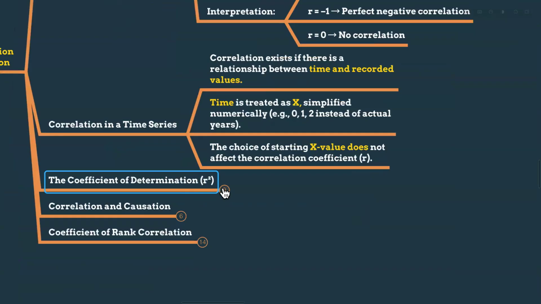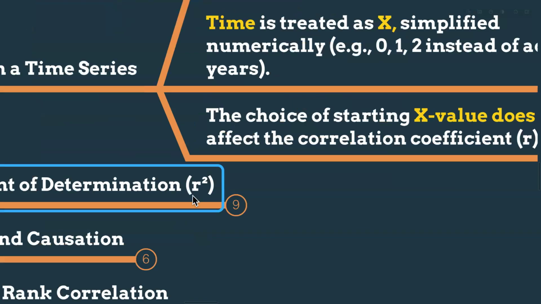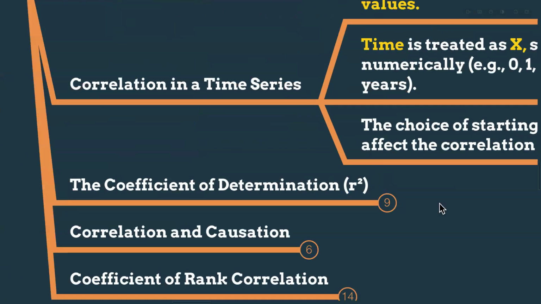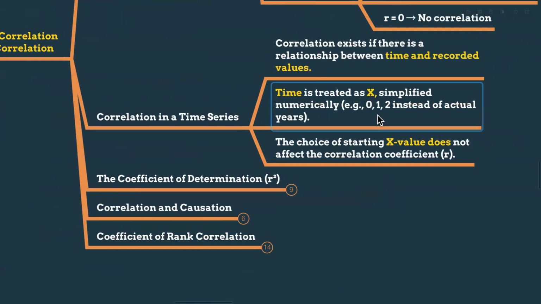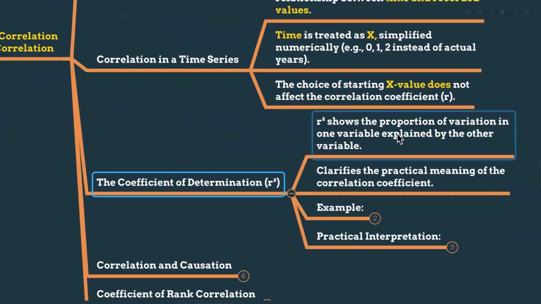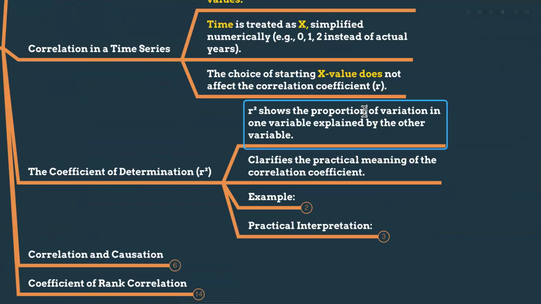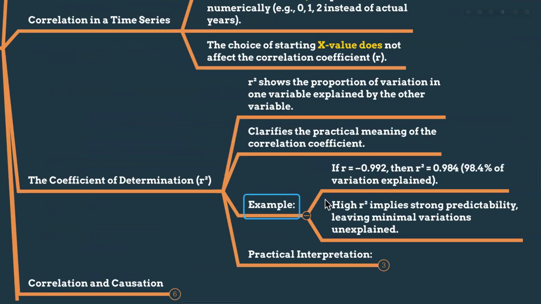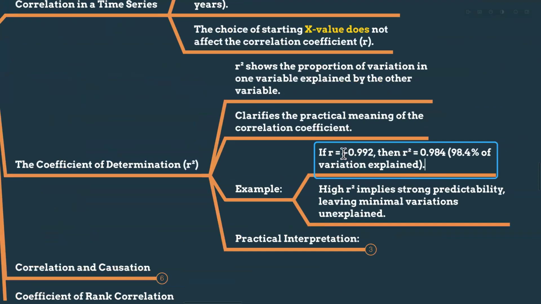And for the coefficient of determination, you simply put a square on the R. R squared is the coefficient of determination, while R is the correlation coefficient. R squared shows the proportion of variation in one variable explained by the other variable, which clarifies the practical meaning of the correlation coefficient. For example, if R is equal to -0.992, then R squared is equal to 0.984, because 0.992 to the power 2 gives 0.984.